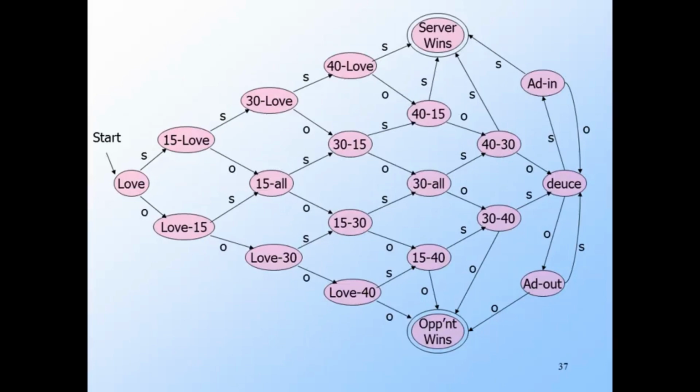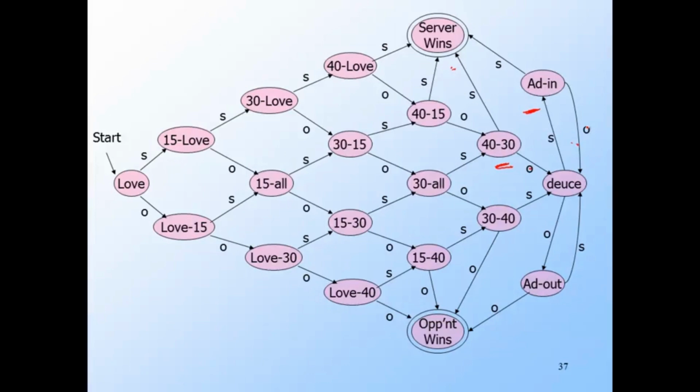Here's the tennis automaton we saw way back at the beginning of the course. Now, let's look at the states 40-30 and advantage in. Input S takes them both to an accepting state, that is, server wins, and input O takes them both to deuce, here and here. Thus, no further inputs could ever distinguish 40-30 from advantage in. Similarly, 30-40 and advantage out are indistinguishable.